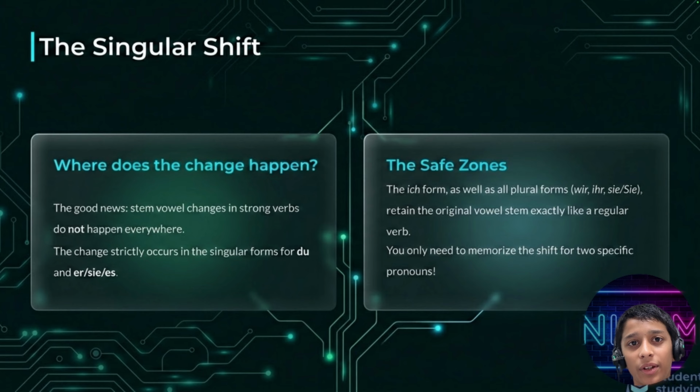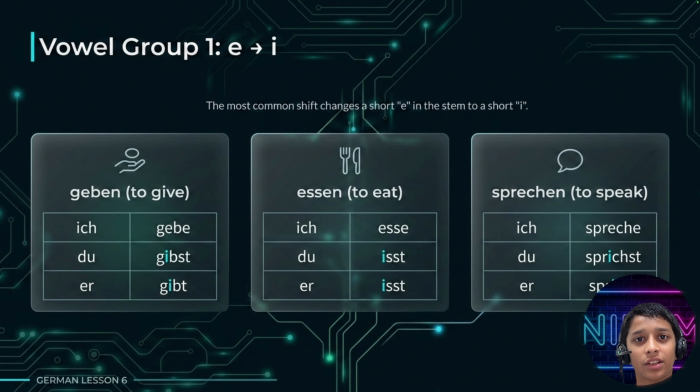Let us now examine the four main vowel shift groups. Group 1 is the most common strong verb pattern. A short E in the stem changes to a short I. This affects only du and er, sie, es. Geben, to give. Ich gebe, du gibst, er gibt, wir geben, ihr gebt, sie geben.